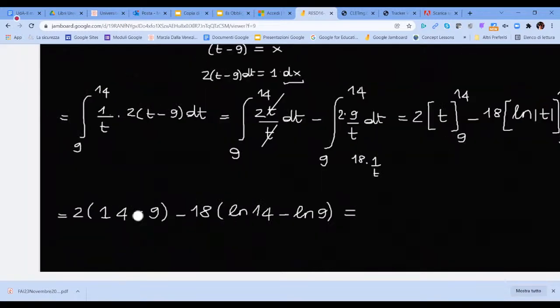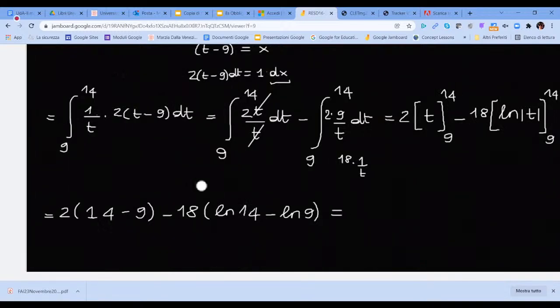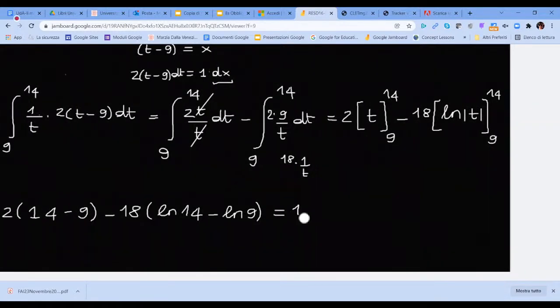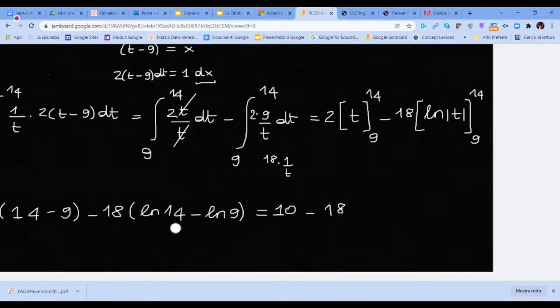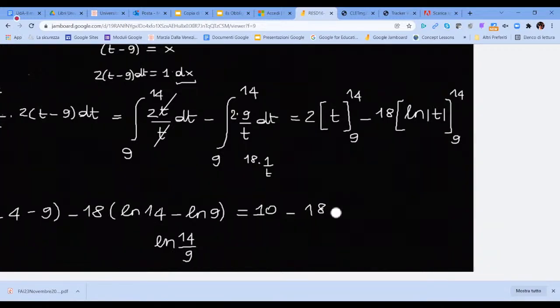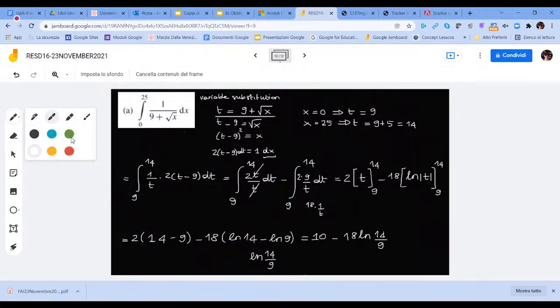That means 14 minus 9 is 5, 2 times 5 is 10, 10 minus 18, and if you want to use the rule for the difference of two logarithms, we have to write as a quotient 14 over 9, so logarithm of 14 over 9. And this is the solution of this computation of the integral. Not too difficult.